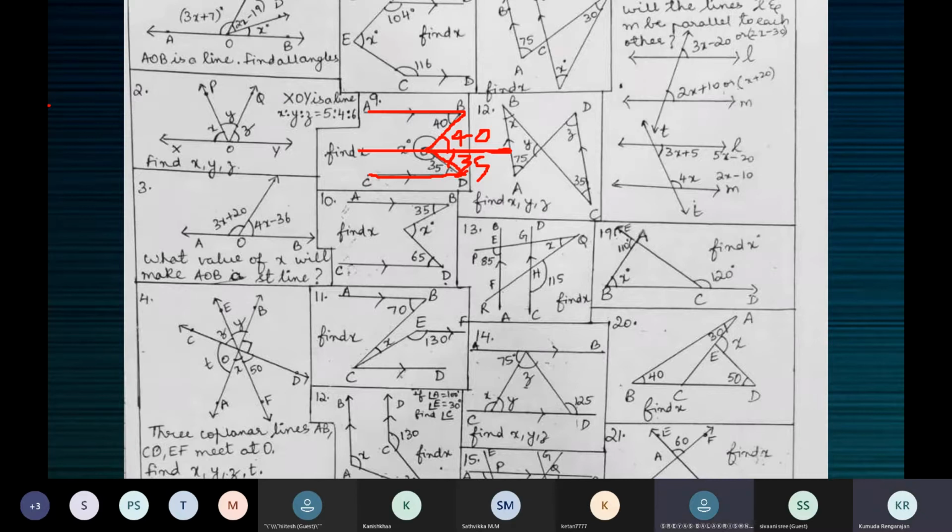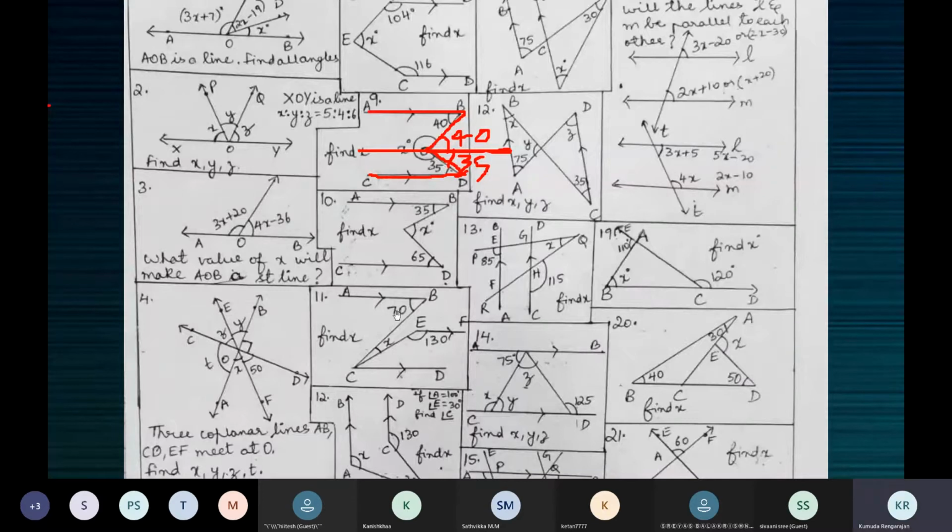Ma'am, I did like this, ma'am, but what is the change? I subtracted 180 minus 40 and I subtracted 180 minus 35, ma'am. By adding both, I get 285 degrees. Very good. That's also fine. Yeah. Correct, Shreyas. Okay, ma'am.